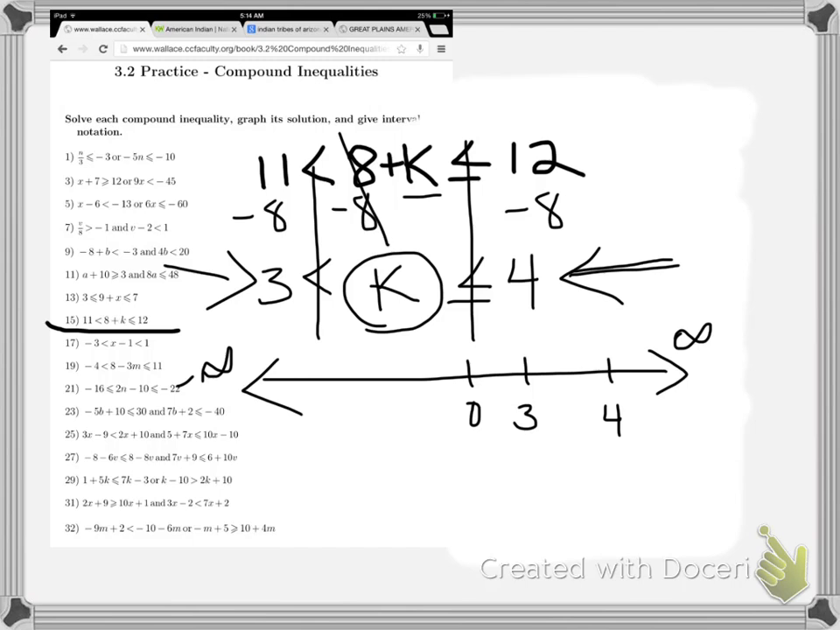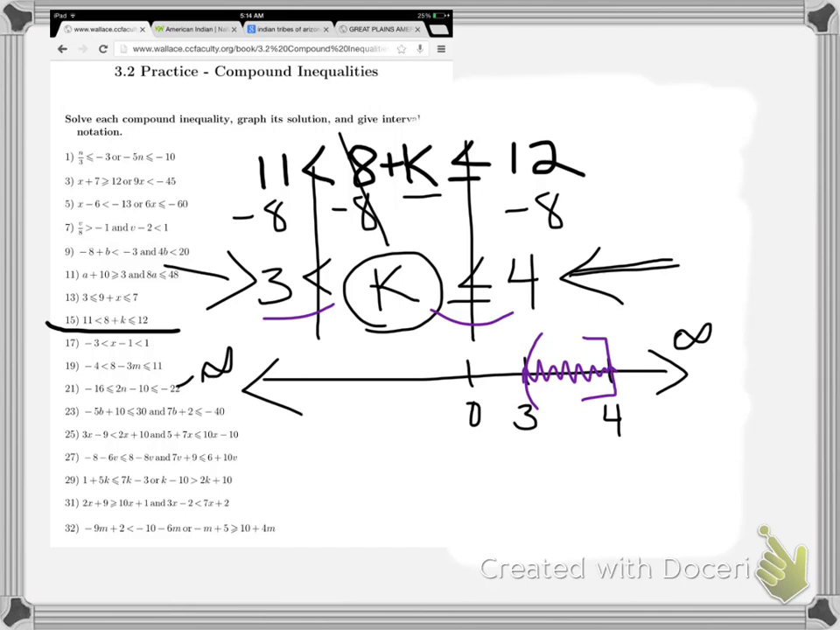Now, see over here on 3, the symbol was an open interval. That means I'm using a parenthesis. And then if we look over here, I have a closed interval. That means I am using a bracket. I make them face each other because I know I'm going to shade in between. That's my final answer.